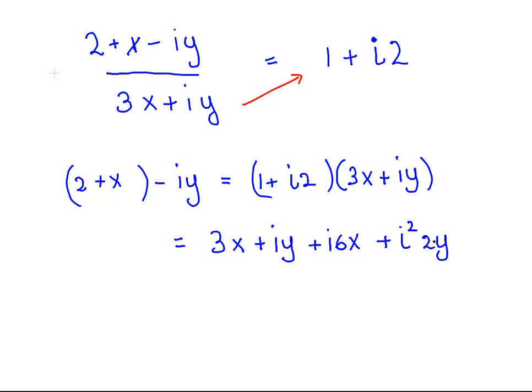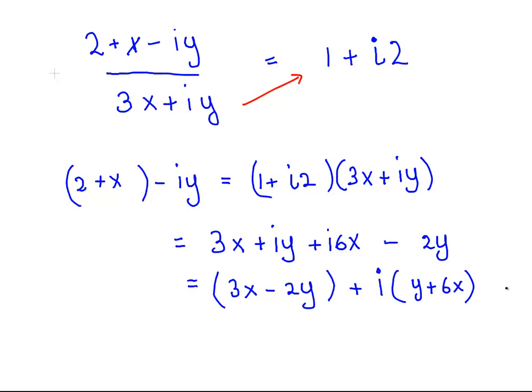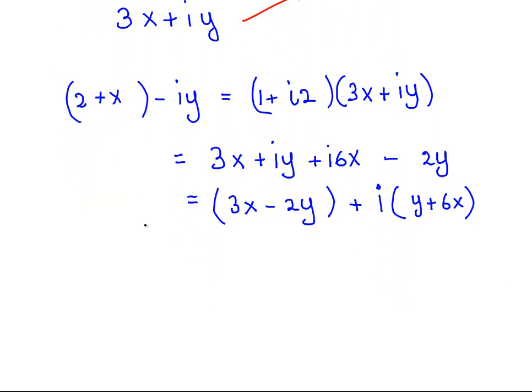Now, as we all know, i squared is equal to minus 1. So what I'm going to do there immediately is just replace that with a minus. So what we have now, let's get all the reals together, is 3x minus 2y plus i times y plus 6x. Brilliant. And recall that is equal to 2 plus x minus iy.